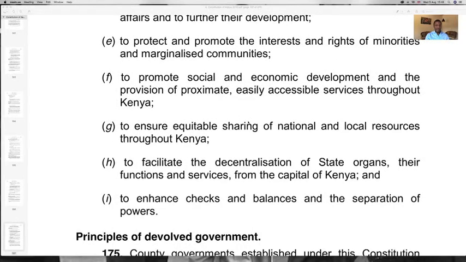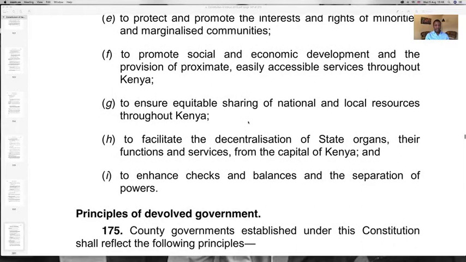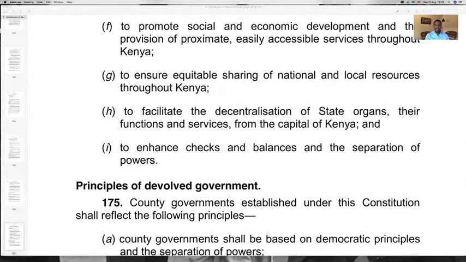The other objective is to promote social and economic development and the provision of proximate, accessible services throughout Kenya. Proximate means bringing the services closer to the people of Kenya. The other objective is to ensure equitable sharing of national and local resources throughout Kenya.